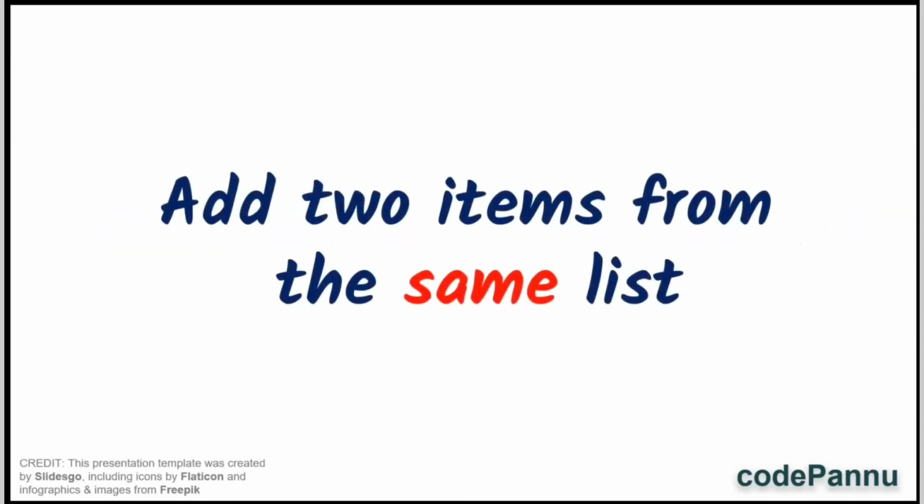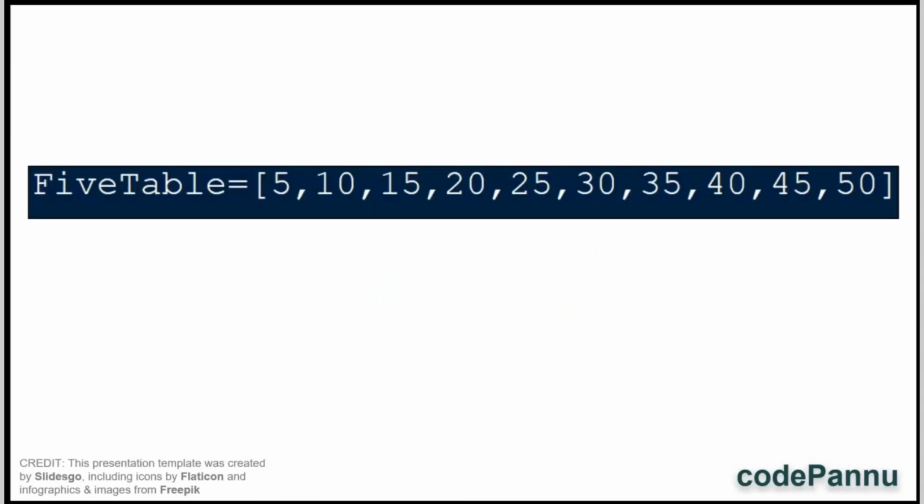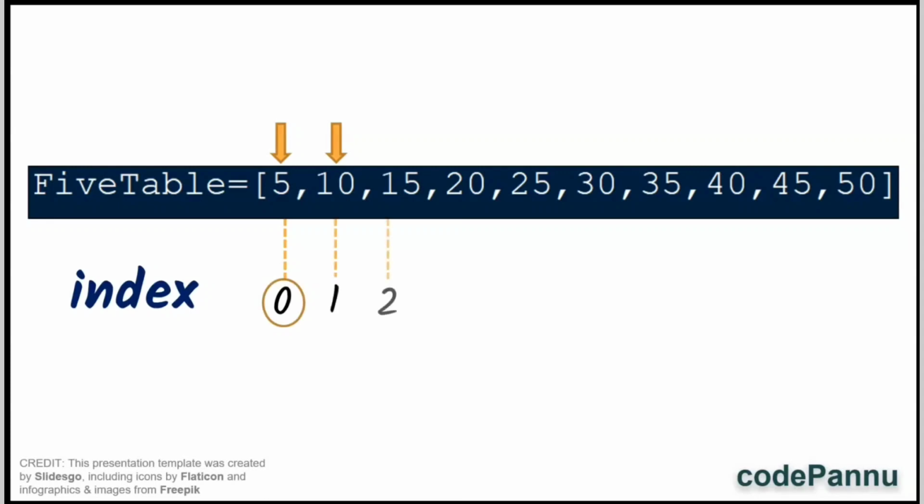First, let us add two items from the same list. We have created this list of 5 table. Now, we want to add the first item and the second item from the list. The index number of the first item in the list is 0 as the index number starts from 0, then 1, 2 and goes on. Likewise, the index number of second item in the list is 1.